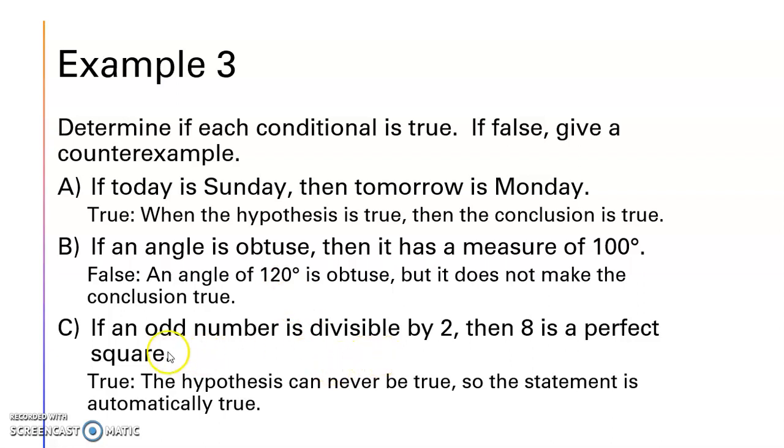In part C, if an odd number is divisible by 2, there are no odd numbers that are divisible by 2. This can't possibly happen. And this is what I was talking about. If the hypothesis is false and can't possibly happen, we immediately say that the statement is true, which seems very weird, okay? But that's what we do, because we can't say what would happen in a world where an odd number is divisible by 2. Maybe in that world, 8 would be a perfect square, okay? So we can't say that this is false. It is true. Now let's take a look at another term word that we have.